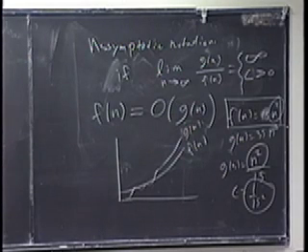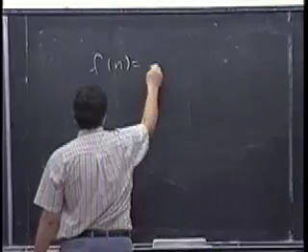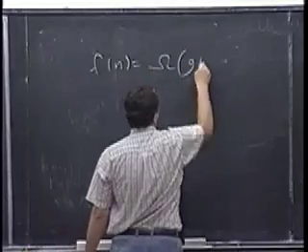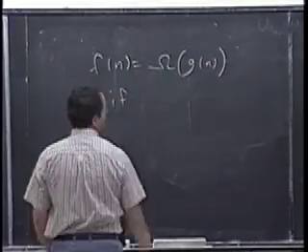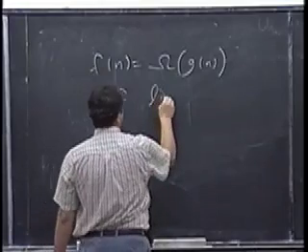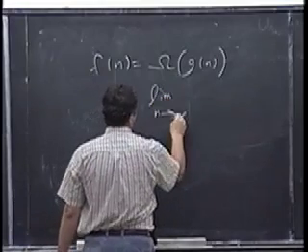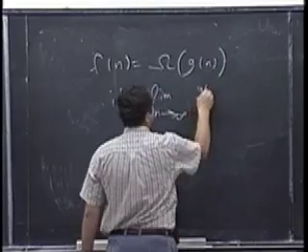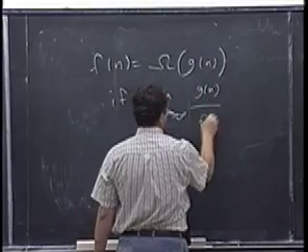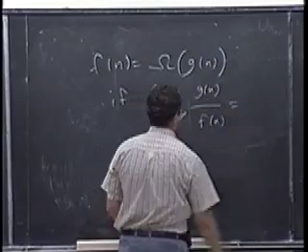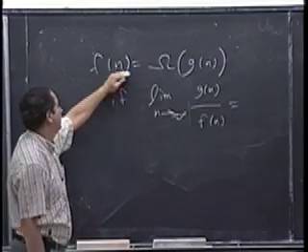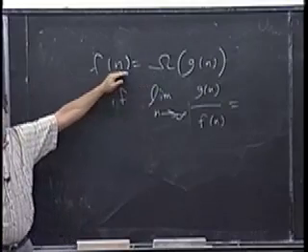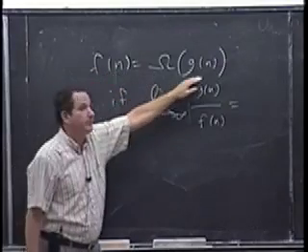Well, there are two other functions that are of importance. f of n is omega of g of n, and this is when the limit as n goes to infinity of g of n over f of n exists. What I want from this is to say, intuitively, that f of n grows at least as fast as g of n.